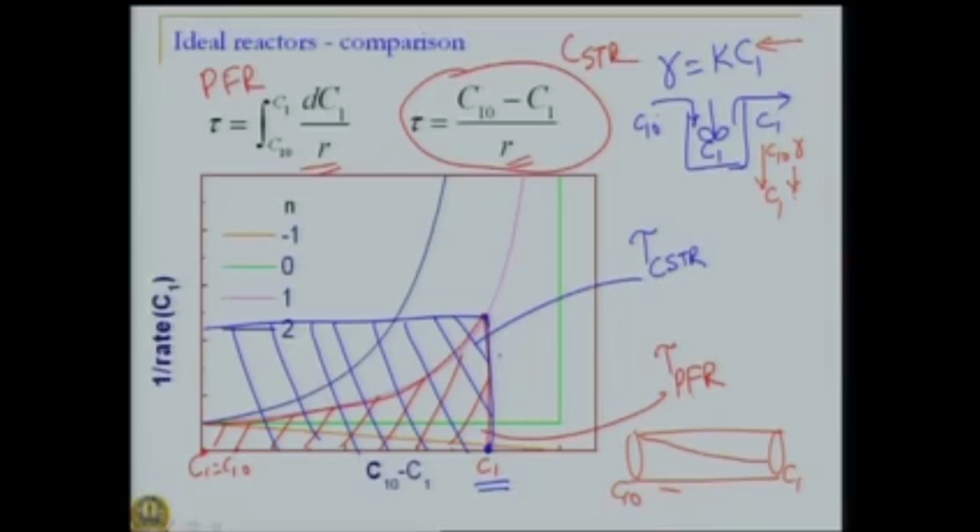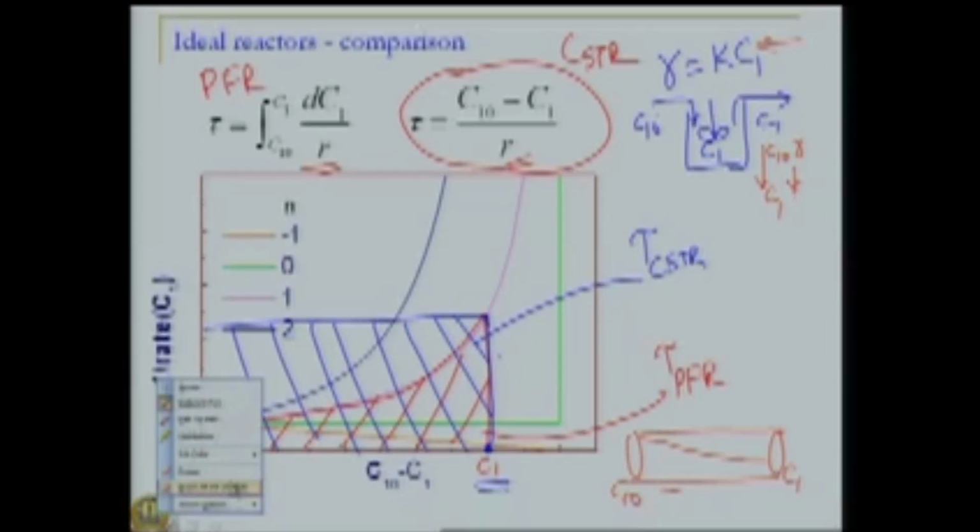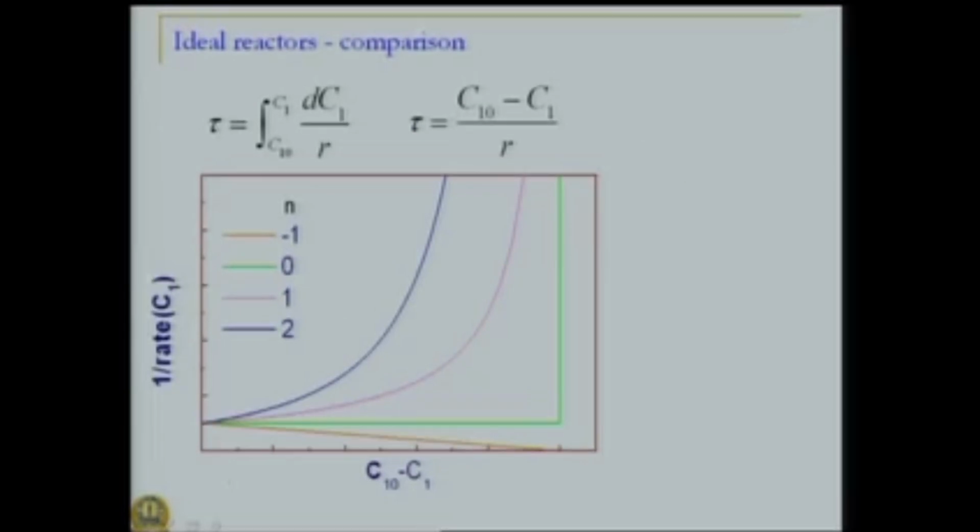Whatever argument we put forth right now can also be turned around and said that if the residence times are the same in stirred tank reactor and plug flow reactor, we would get higher conversion in a plug flow reactor as compared to a stirred tank reactor. But is it always the case? No, we will go back to our example and see that it need not always be the case.